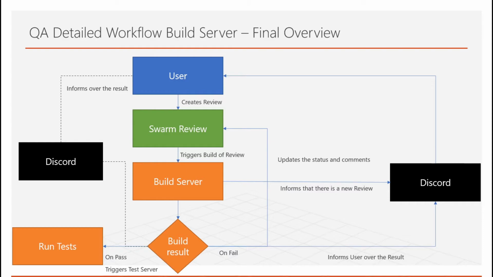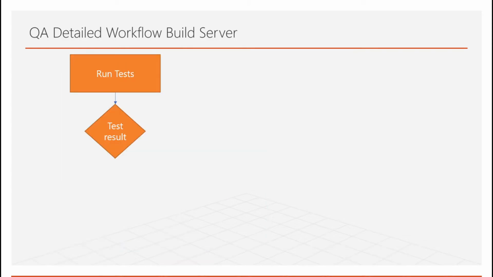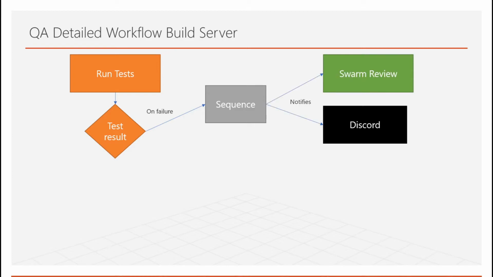We run the tests immediately after the build. When the tests have been successful or failed, in this case, we inform Swarm and we inform the user. Swarm updates a comment and updates the status.